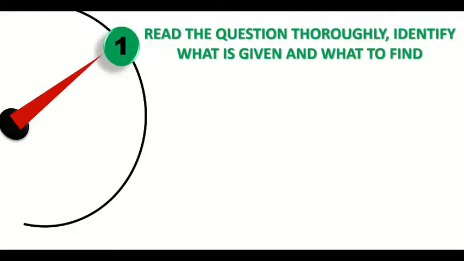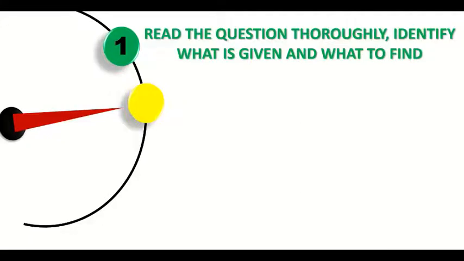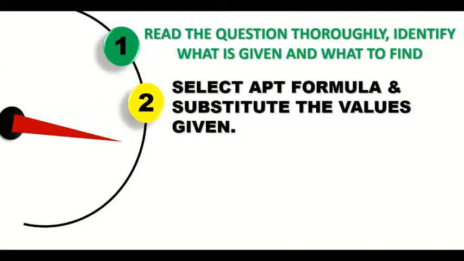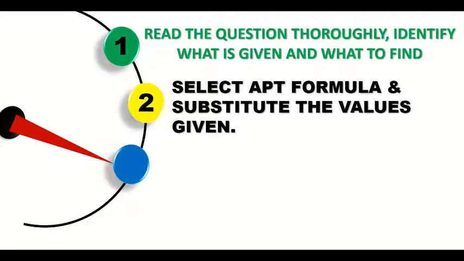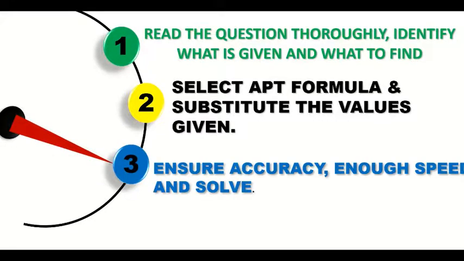Okay, children, in mathematics, before and during problem solving, you have to keep three things in mind. The first one is you have to read the question thoroughly and identify what is given and what is required to find. Because of this, you will get clarity on the question and the solution. Second point is select the appropriate formula and substitute the given values in the problem. And the third point is ensure accuracy and enough speed and solve.